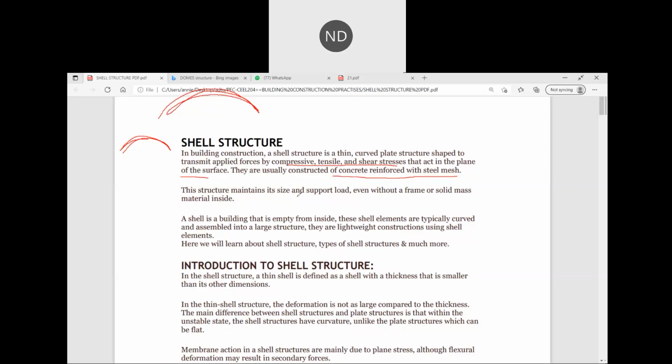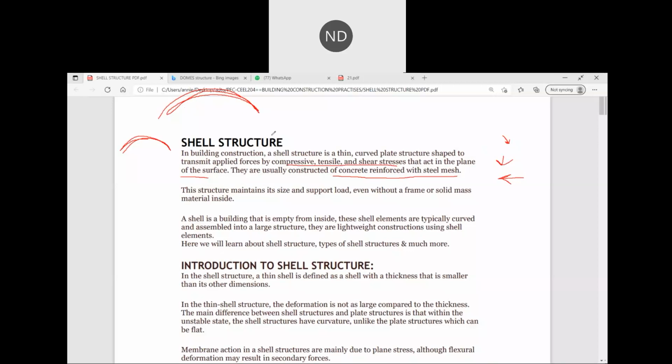Okay, so these structures maintain their size and support load even without a frame or solid mass material inside. The load can be wind load, it can be rain load, it can be some extra miscellaneous loads which come during or after construction works. They may not have a frame structure or solid mass material inside, but they can resist all the forces.